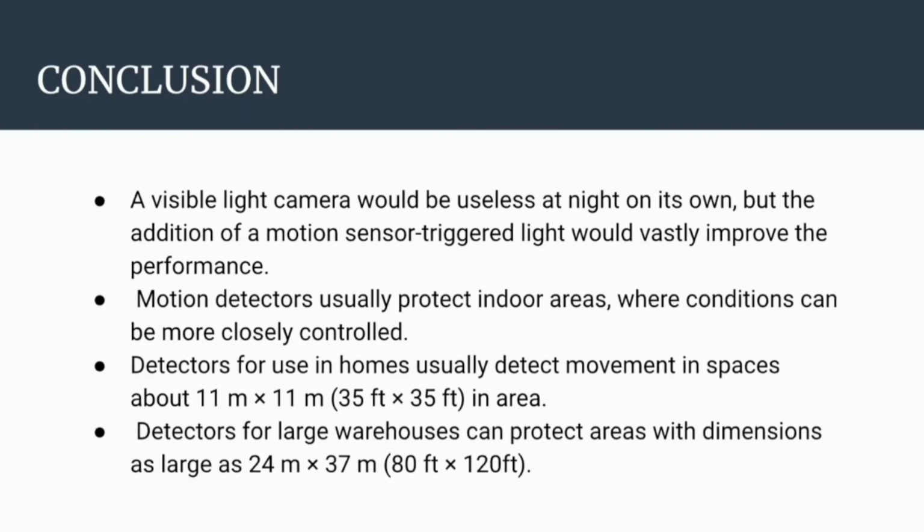A visible light camera could be useless at night on its own, but the addition of a motion sensor triggered light would vastly improve the performance. These motion detectors usually protect indoor areas where conditions can be more closely controlled. The detectors for use in homes usually detect movements in spaces about 11 meters by 11 meters in area, whereas the detectors for large warehouses can protect areas with dimensions as large as 24 meters by 37 meters.